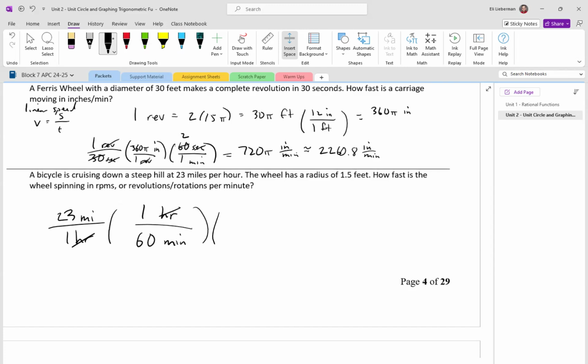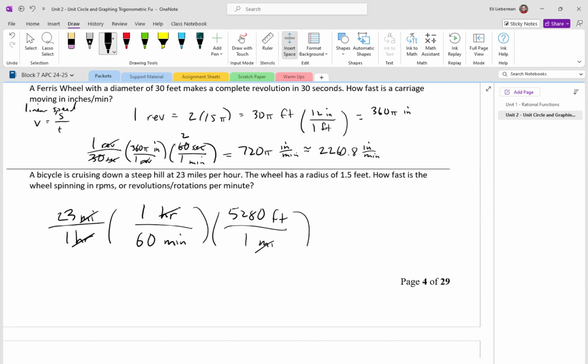As we said, we're gonna have to go from miles to at least feet. 1 mile. Why am I putting miles on the bottom? Because there's miles on the top, so 5,280 feet. Okay, so we're in feet per minute now. Now I just have to figure out how many feet per revolution. How do we know how many feet per revolution?